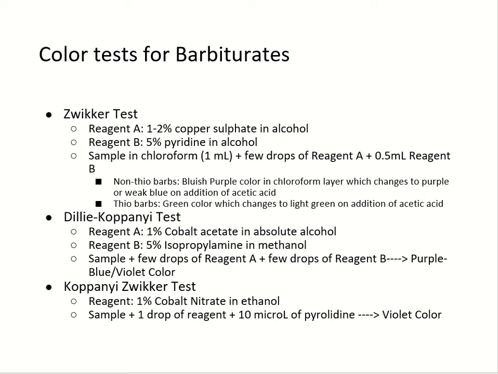Next is the Dille-Koppanyi test. Reagents are: reagent A, 1% cobalt acetate in absolute alcohol, and reagent B, 5% isopropylamine in methanol. To the sample, few drops of reagent A are added, followed by few drops of reagent B. Purple, blue or violet color is observed. Third is the Koppanyi-Zwicker test. The reagent is 1% cobalt nitrate in ethanol. To the sample, 1 drop of reagent is added and 10 microliters of pyrrolidine is added. Violet color is observed.